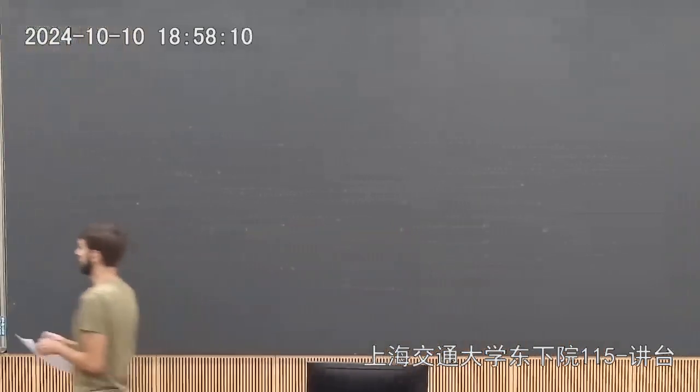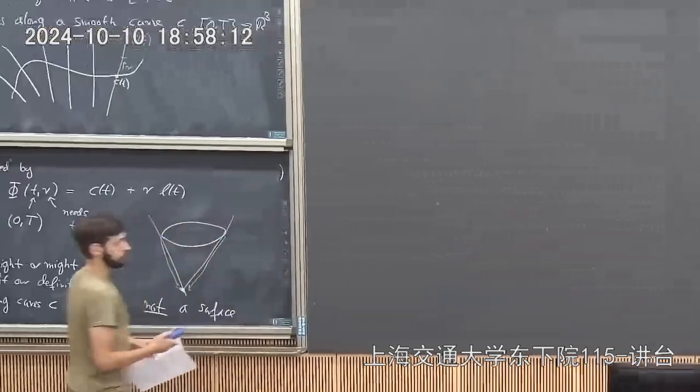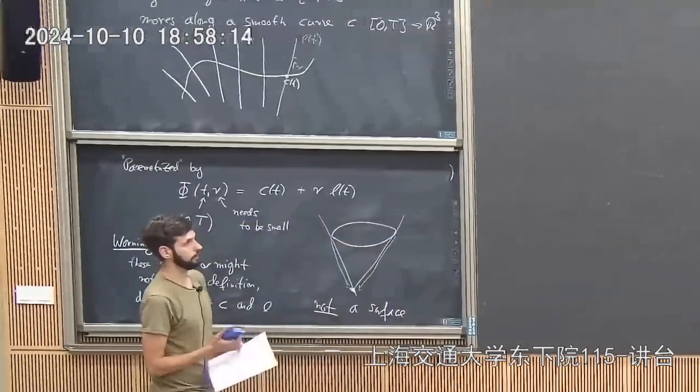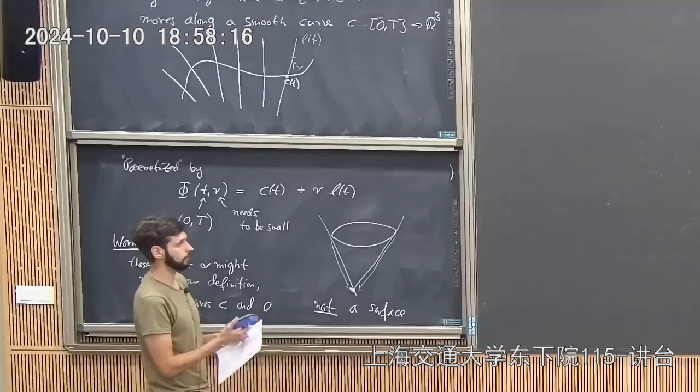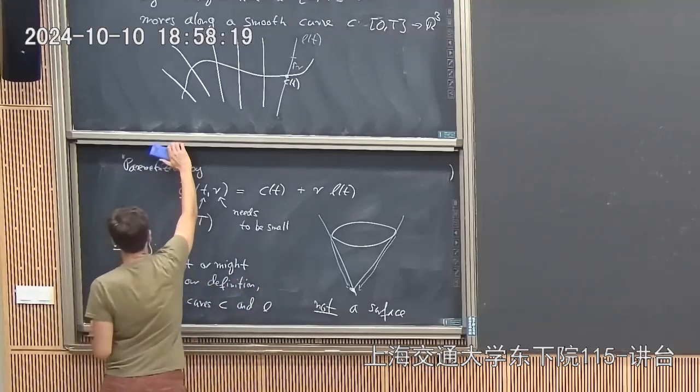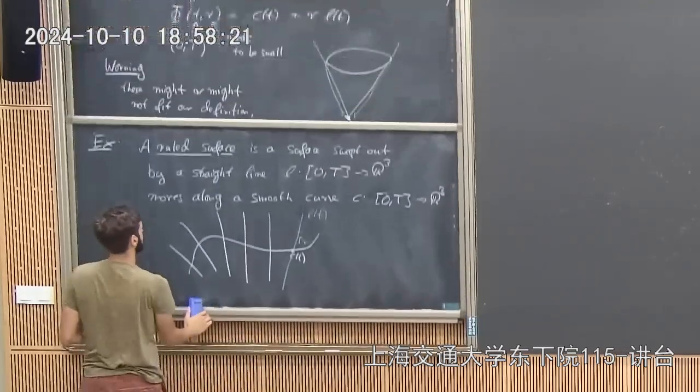Okay. So that's the first way to show that we have a parameterized surface: by constructing it as a graph of some function.